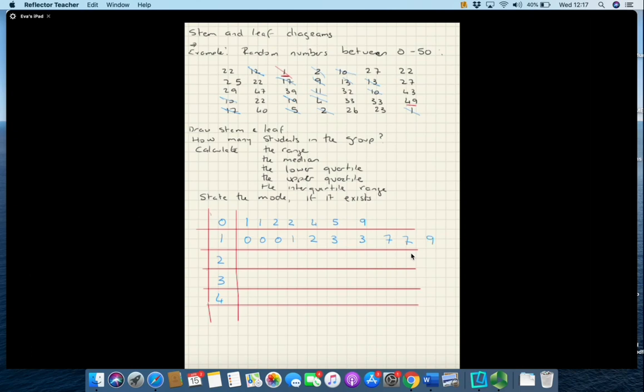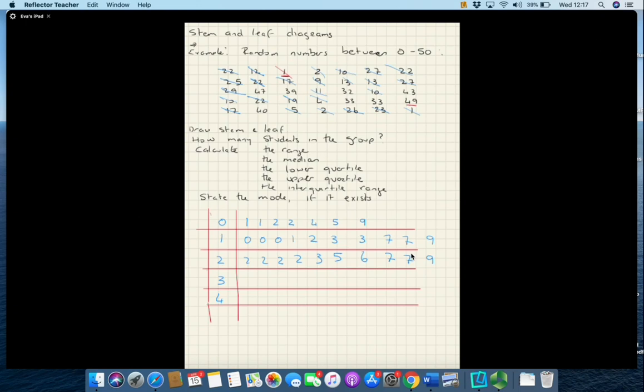Any 20s? No. Any 21s? No, but I do have a 22, a 22, and a 22, and a 22. Twenty-three, 25, 26, 27, 27, 29.